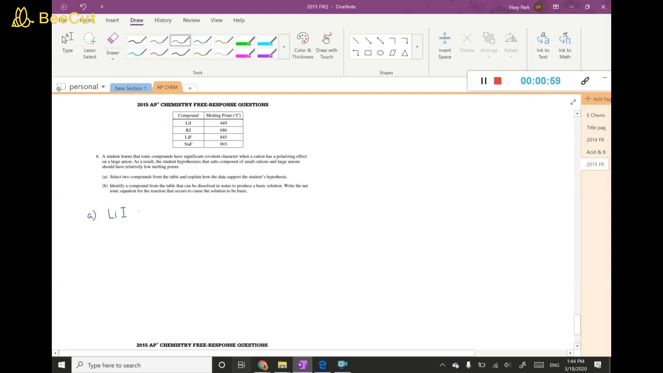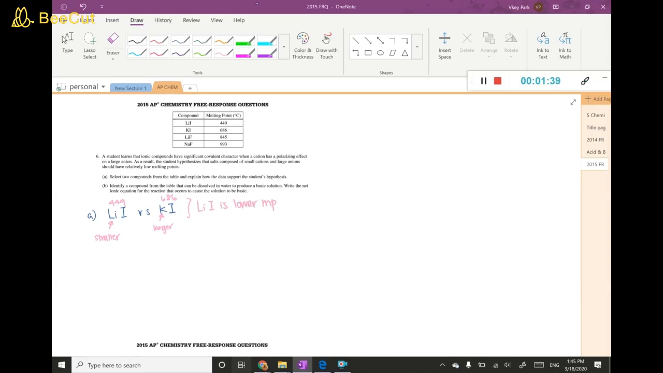lithium iodide versus potassium iodide, we're saying that this is larger, right? And this is smaller. And if we're looking at this, it is 449 melting point versus 686 melting point. What does that tell us? So a small cation with a large anion, right? The melting point, which one is lower? LiI is lower, right? So we say LiI is the lower melting point, okay? And that's just because the cation is smaller, right?